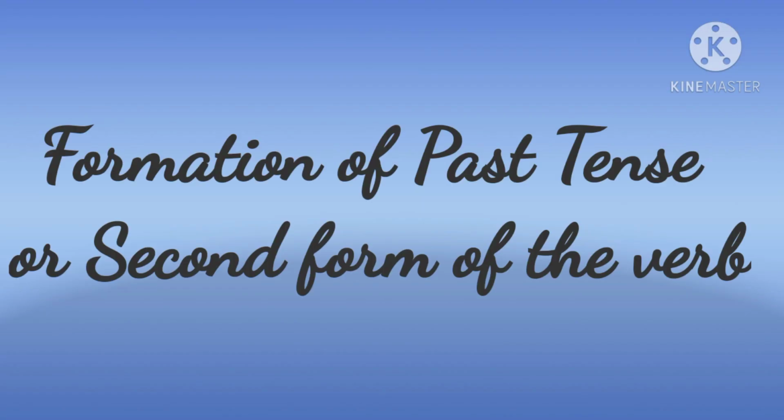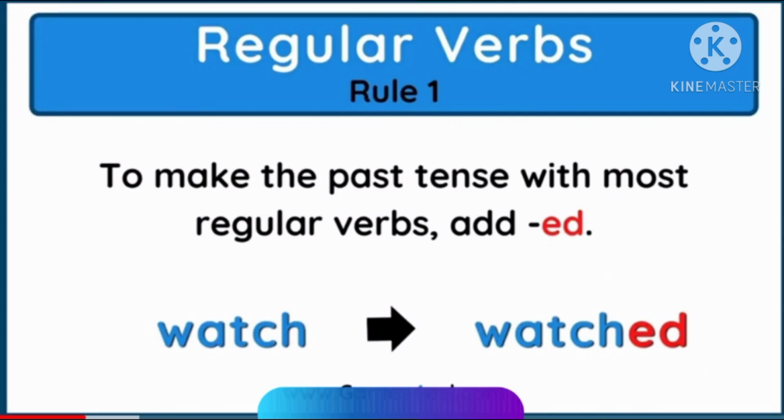Students, there are a few rules of changing the simple present tense form into the past tense form. Let us now go through those rules. Rule 1, to make the past tense with most regular verbs, what you have to do? Simply, you have to add ed. Let's take a few examples. The first verb you can see over here is watch.